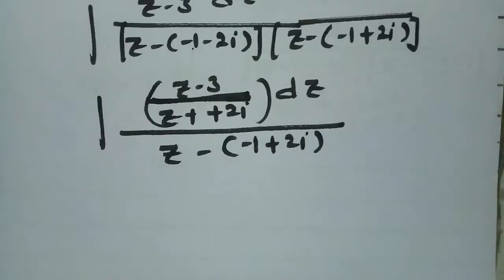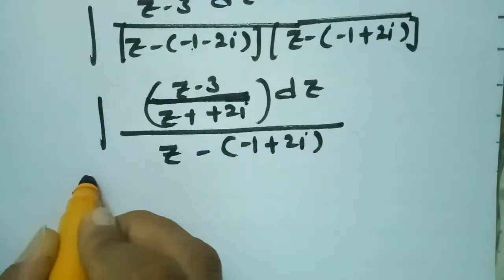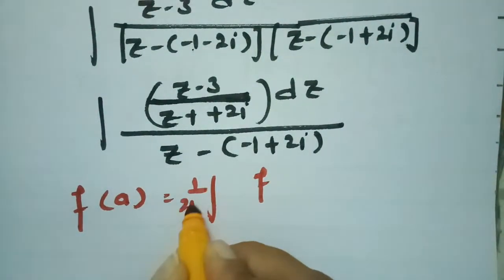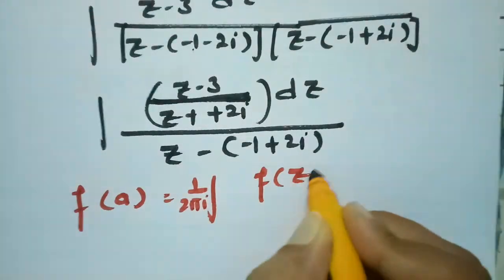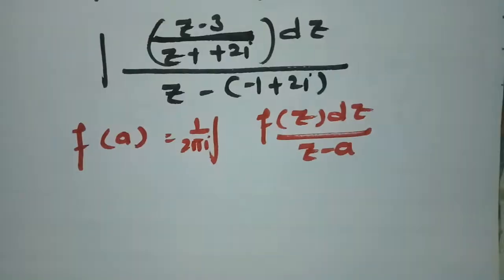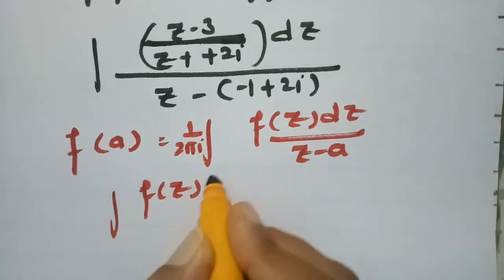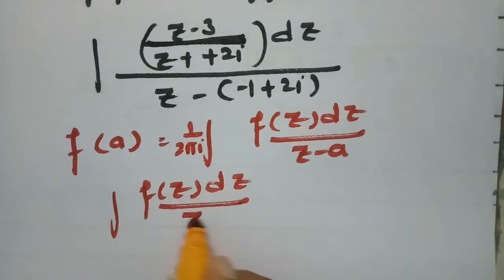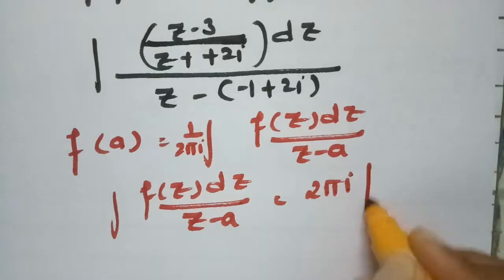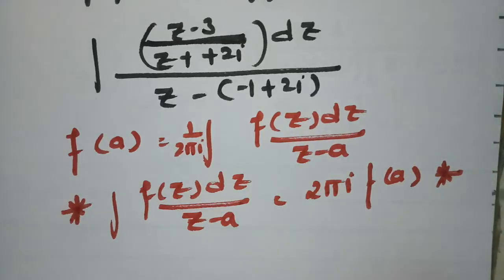See, what is Cauchy's integral formula? According to Cauchy's integral formula, we have f of a is equal to 1 by 2 pi i times the integral of f of z dz by z minus a. For this formula, this integral is needed: the integral of f of z dz by z minus a can be written as, I am sending this 2 pi i to the other side. So I am transforming this formula according to my convenience. This is Cauchy's integral formula.